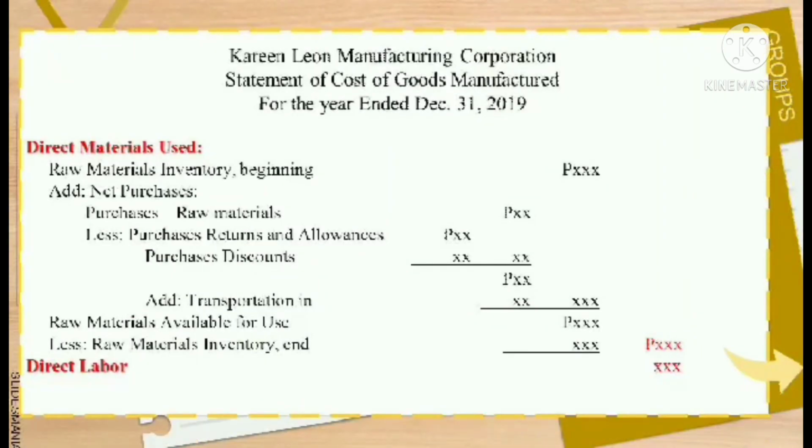The statement of cost of goods manufactured of Karen Leon Manufacturing Corporation for the year ended December 31, 2019. This statement normally starts with direct materials used, and we consider here the purchases of materials. We have the beginning inventory of raw materials, add net purchases, the purchases of raw materials, and then deduct purchases returns and allowances, and purchases discounts. After that, add transportation in, and the total will be the raw materials available for use.